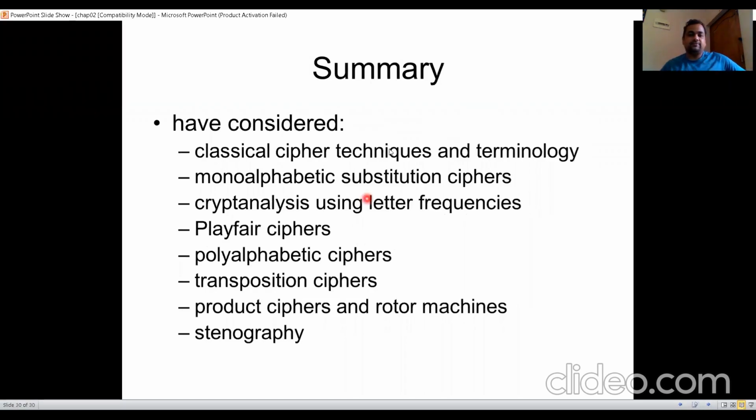So in this entire part, we will discuss classical ciphering techniques: monoalphabetic, polyalphabetic, cryptanalysis using letter frequency, Playfair cipher, polyalphabetic cipher, transposition cipher, rotor machines and steganography.